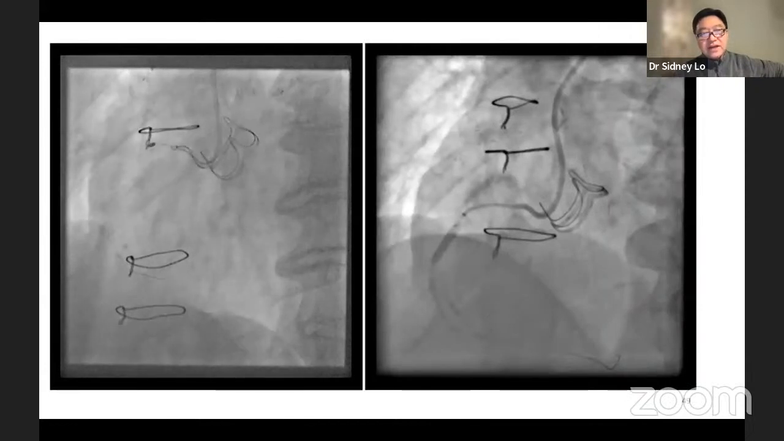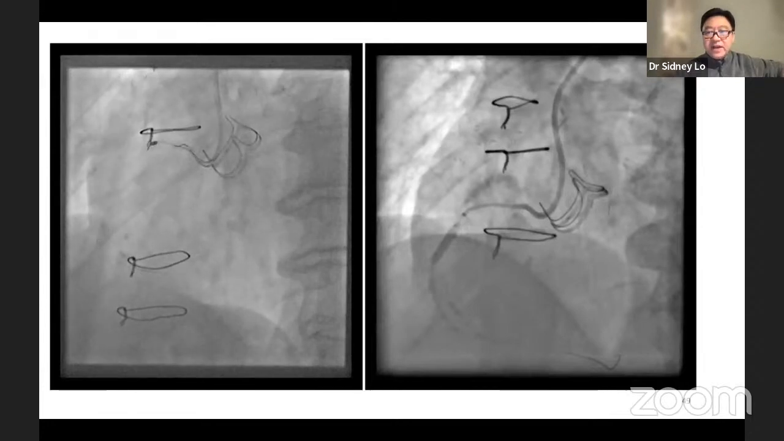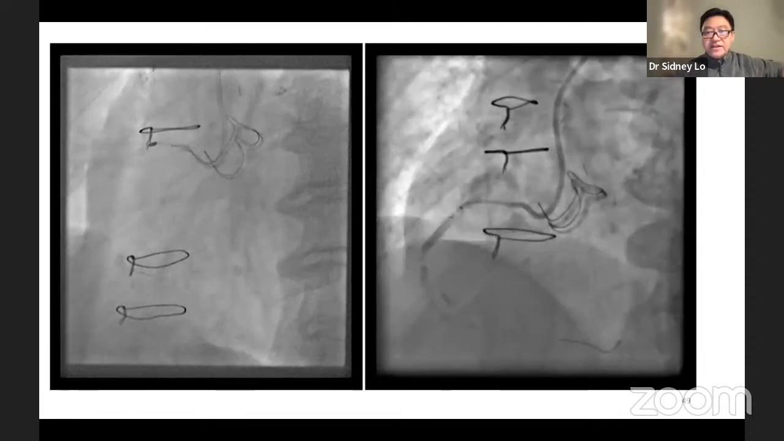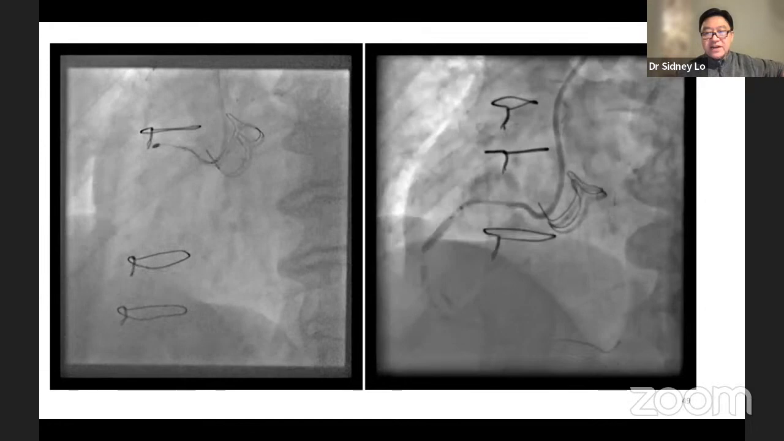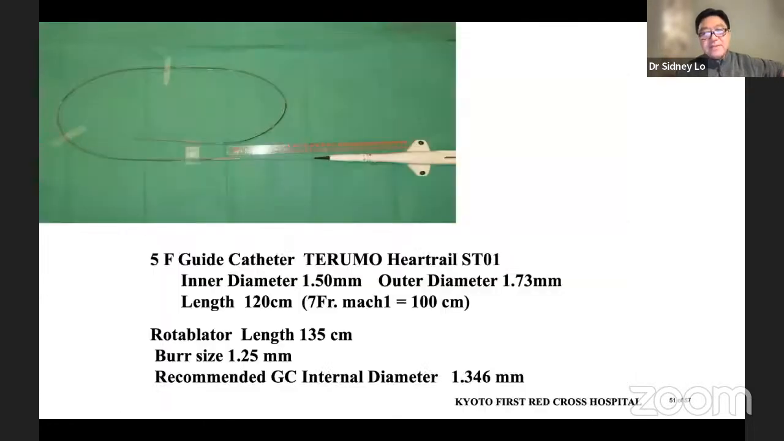And with a tug and removal, there's a wire on the left-hand side trying to be wired, lots of difficulty, but it was able to be removed. And you can see that there's a perforation, a guide extension, and a covered stent was placed. When the burrs are trapped, it may be very problematic.